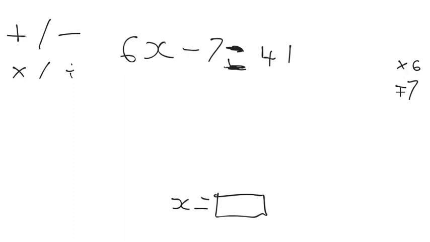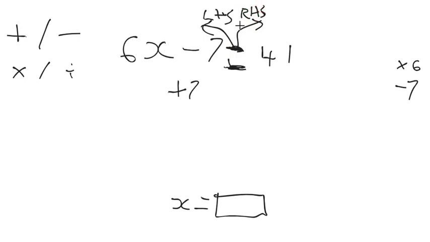Alright, so the opposite of minus 7. Well, the opposite of minus is plus. It's going to be plus 7. So we're going to add 7, but we must do the same thing to both sides of the equal sign. That's the left hand side of the equal sign, because it's on the left of the equal sign. LHS stands for the left hand side, and that's the right hand side.